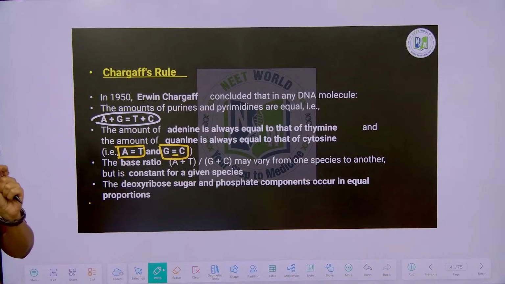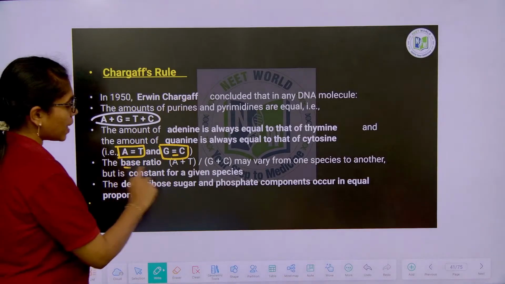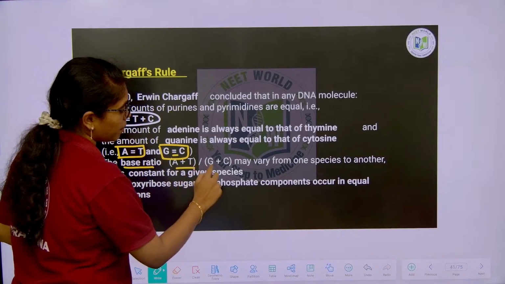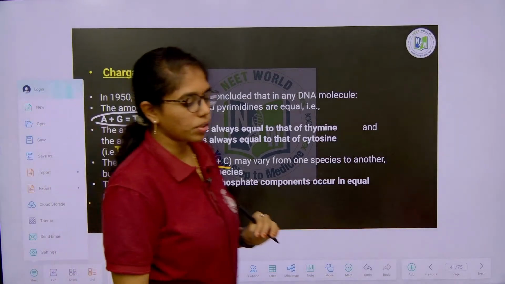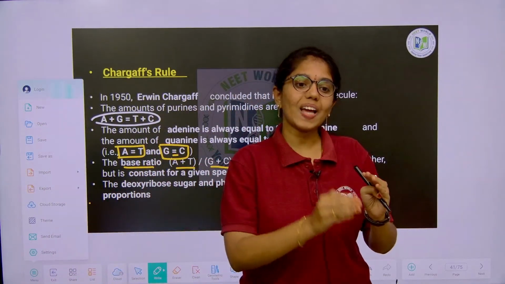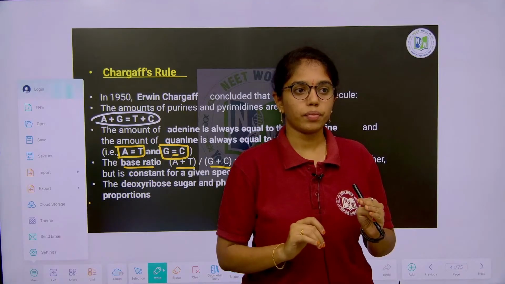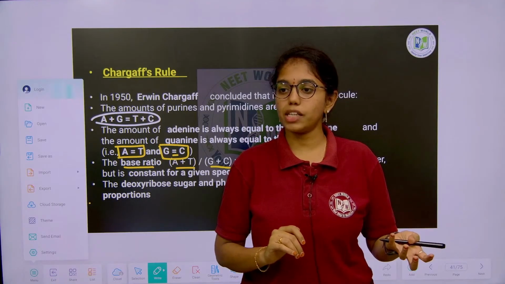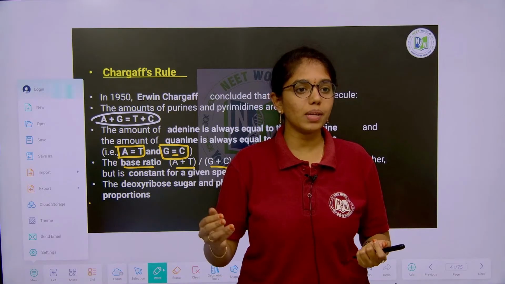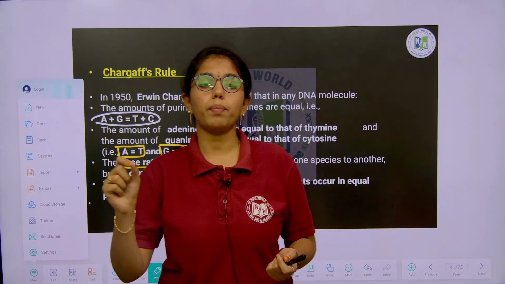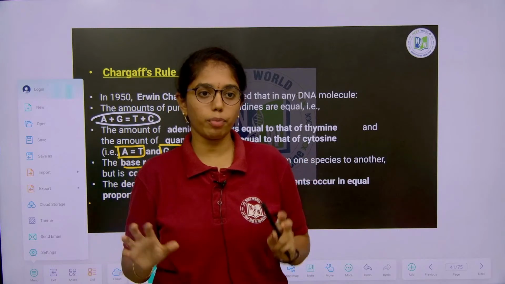And there is something called base ratio. There is something called base ratio, that is A plus T by G plus C. This varies from species to species. For example, in prokaryotic cells, it will be less than 1. E. coli cells, for example, have a base ratio of 0.9. Eukaryotic cell, for example, human cell, the base ratio is around 1.3. Just remember that point, enough.